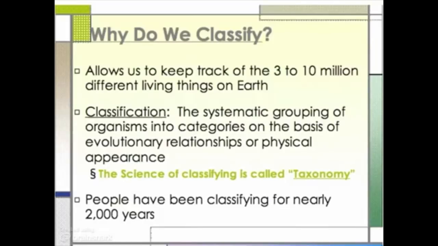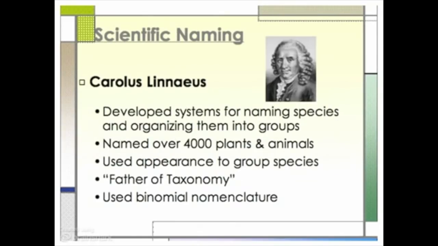Finally, people have been classifying for nearly 2,000 years. All right. When we talk about taxonomy and classification, there's one major important scientist that was involved in this, and that was Carolus Linnaeus, and there's a picture of him up in the corner. We talked about him a little bit yesterday, but he was in charge of developing systems for naming species and organizing them into groups, and we actually still use his system today. He named over 4,000 plants and animals, and he specifically used their appearance to group species, so he used what they look like. He was considered the father of taxonomy, and he used something called binomial nomenclature.